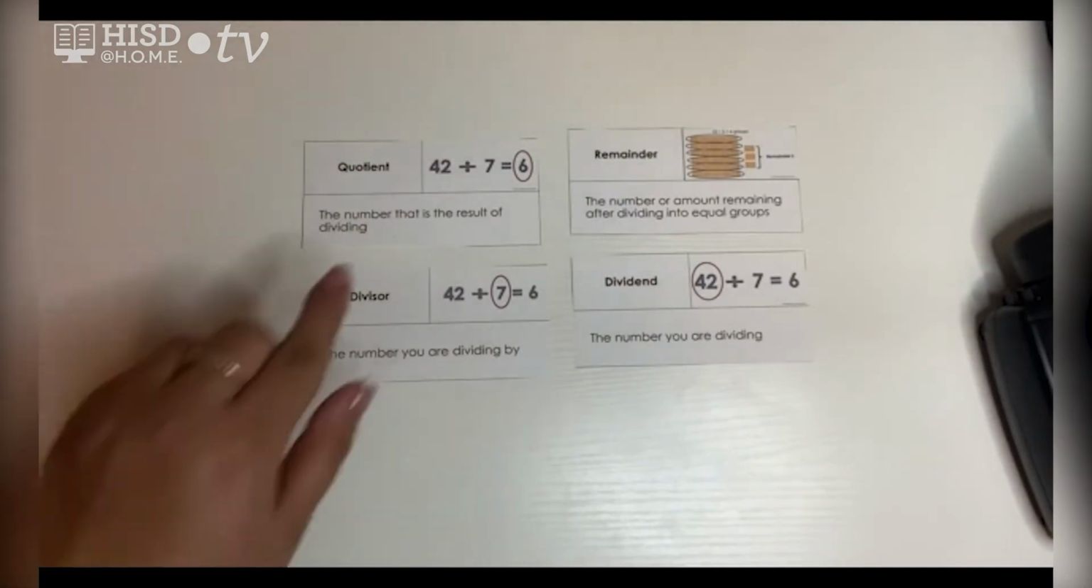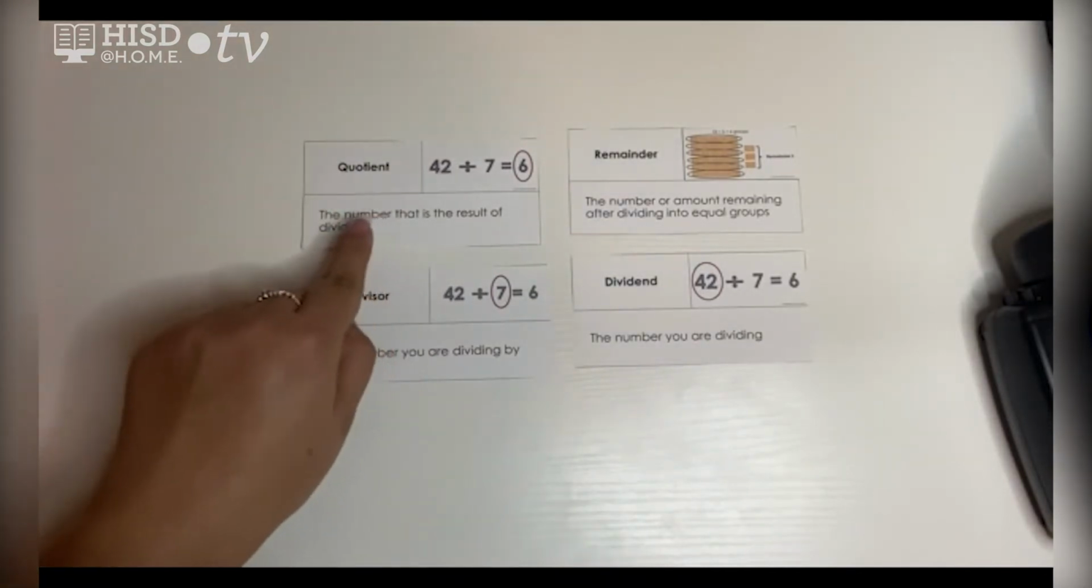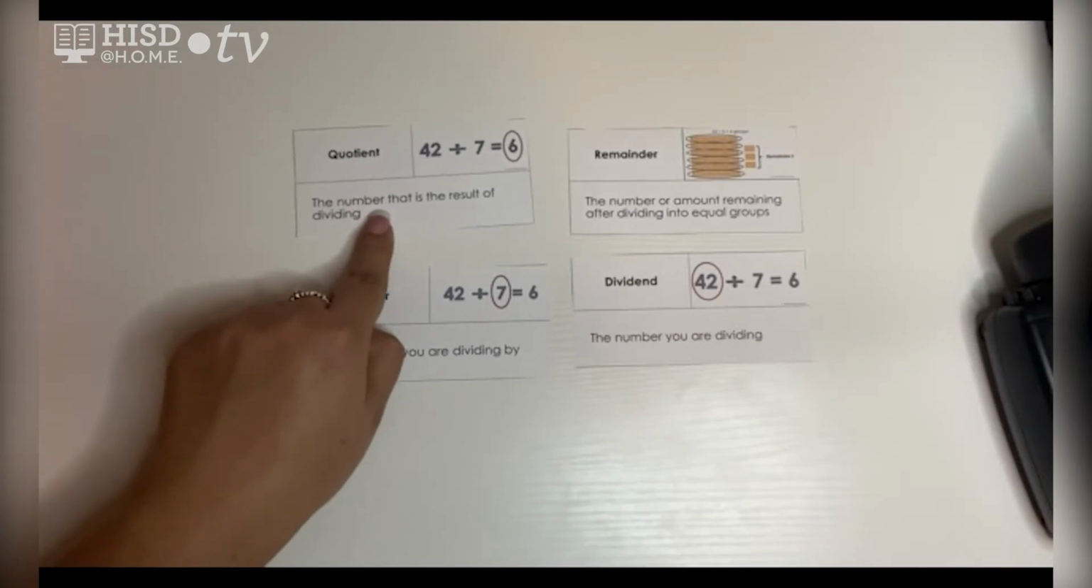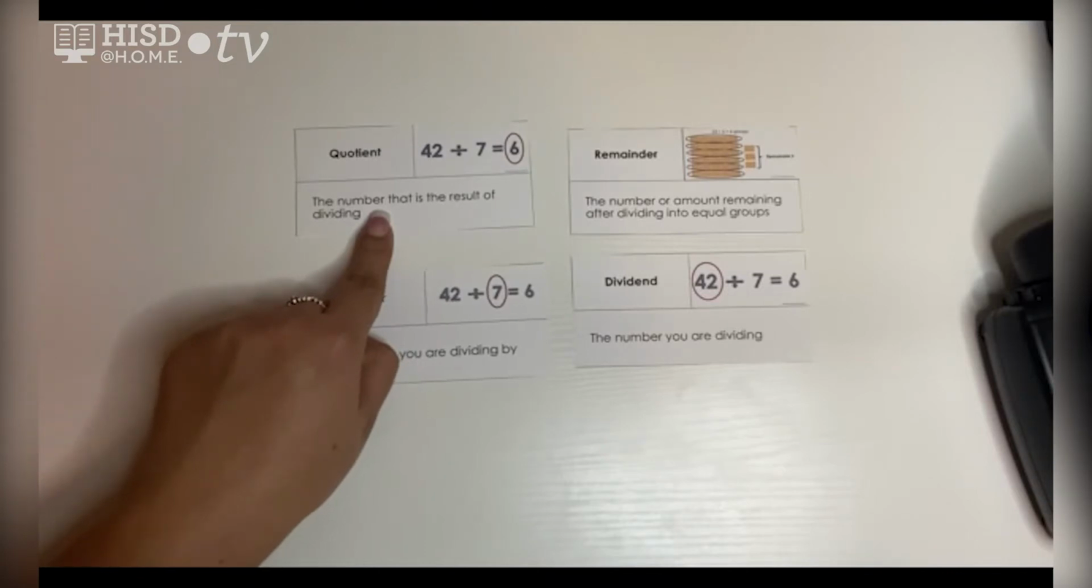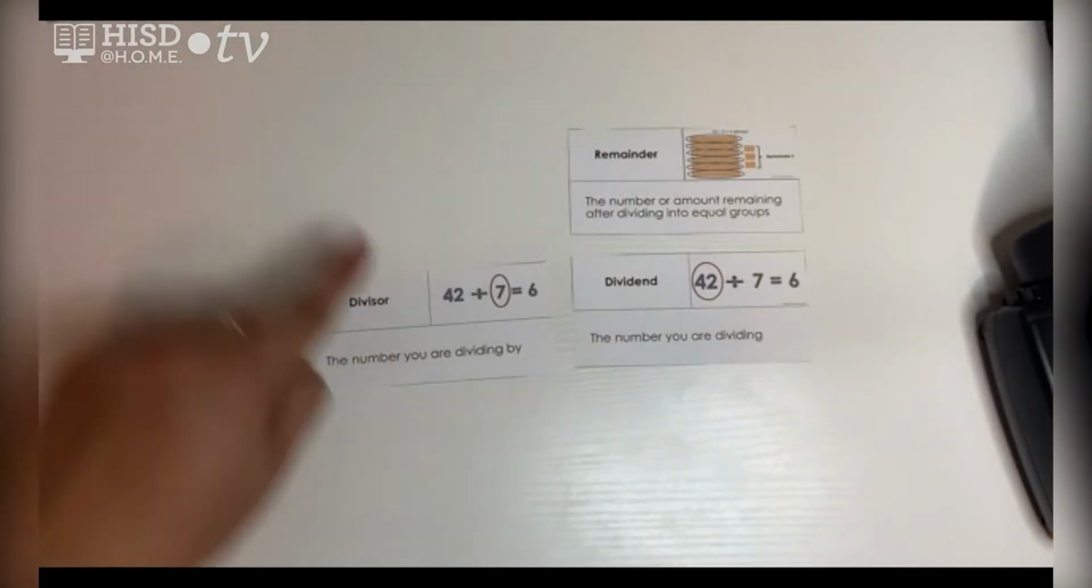So the first word that I see here is quotient. Remember, guys, the quotient is the answer. So just like with addition and subtraction, we have sum. When it comes to multiplication, we have product. And when it comes to division, we have the quotient. This is the number that is the result of dividing, or our answer.